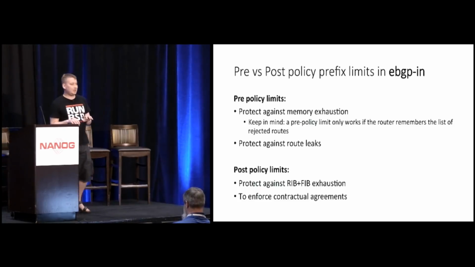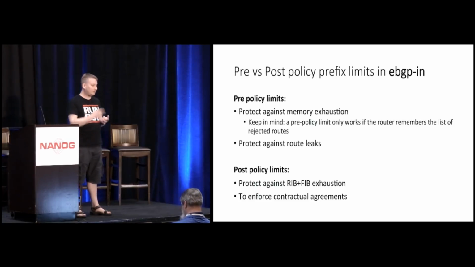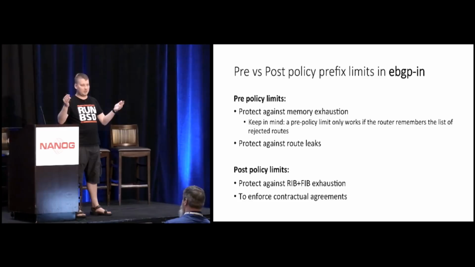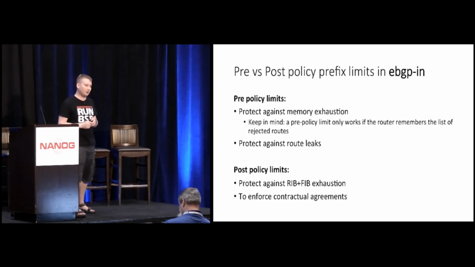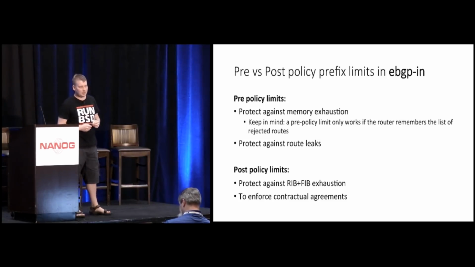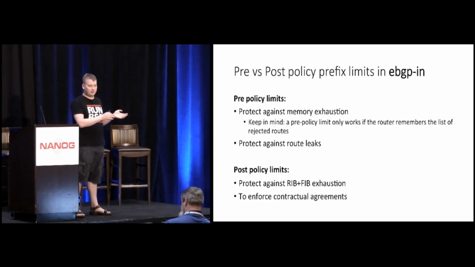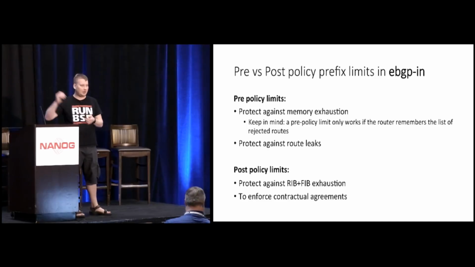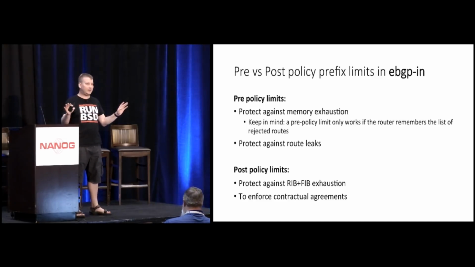Pre- and post-policy prefix limits have different functions. Pre-policy defends against memory exhaustion. If I announce 2 million routes to you, your router should not attempt to store 2 million routes. After a number of route announcements, it should just tear down the session because I'm consuming too much of your adjacent RIB in memory. The second purpose of a pre-policy limit is to protect against route leaks. If you normally announce a few thousand routes and suddenly you're announcing hundreds of thousands of routes, whatever it is, something is wrong.